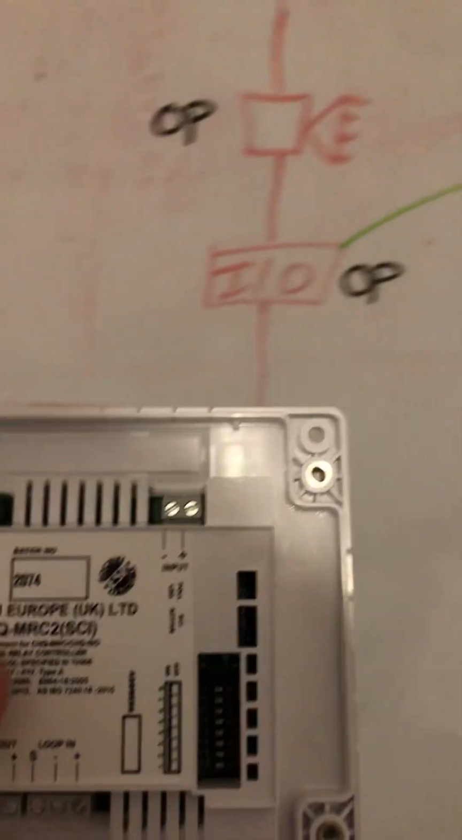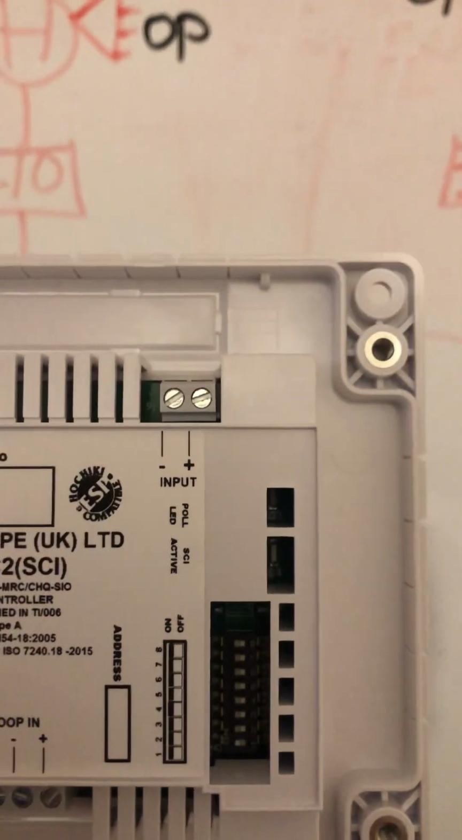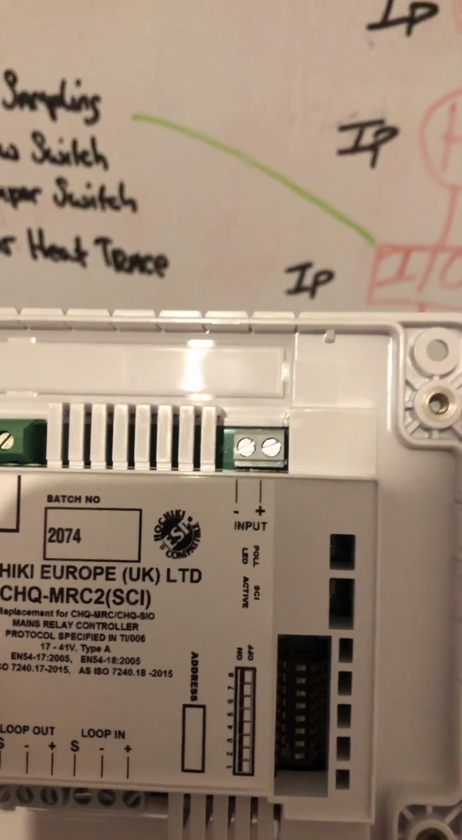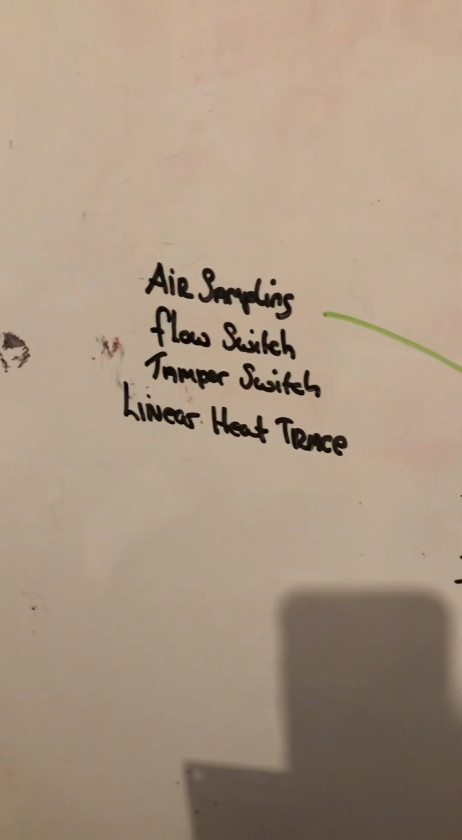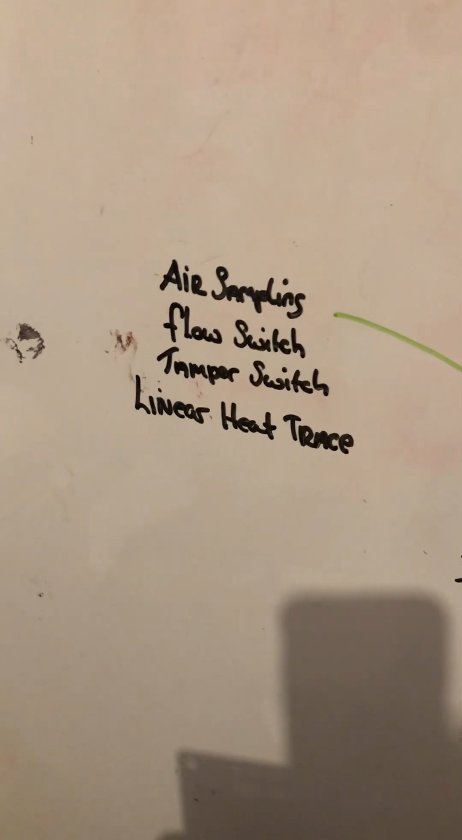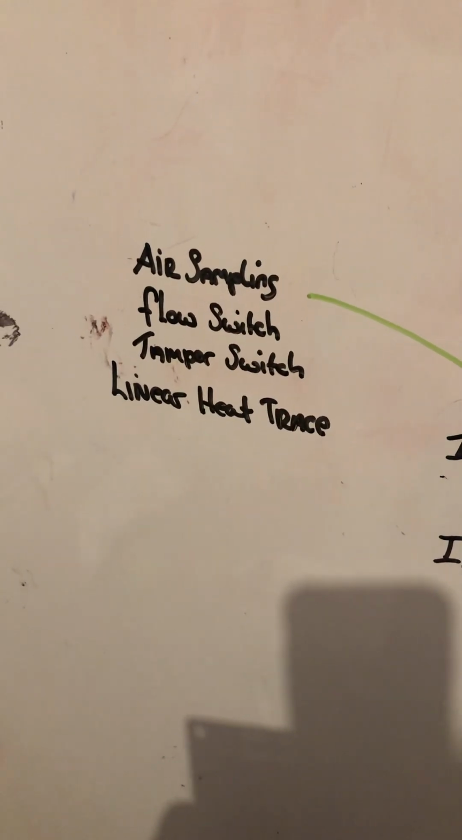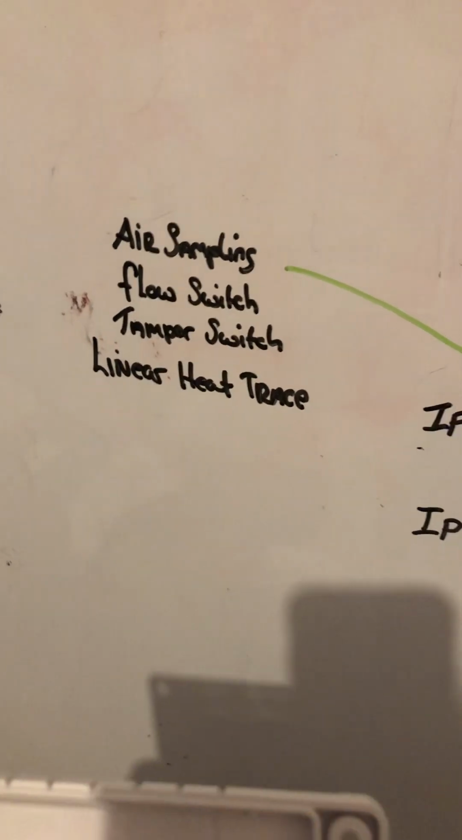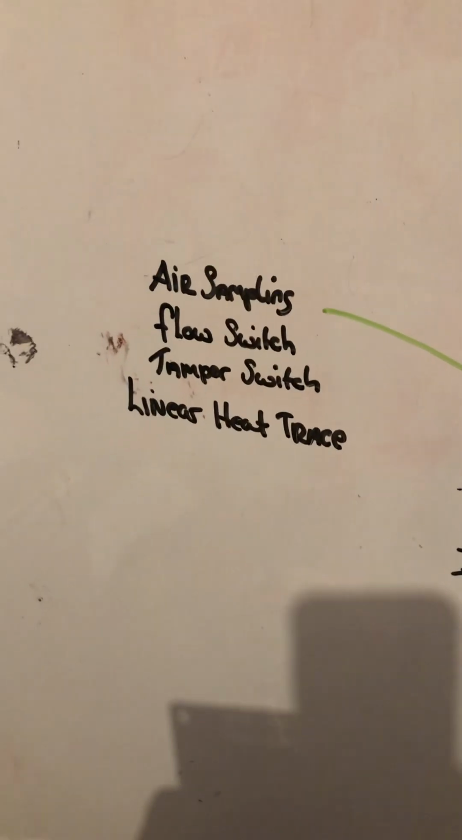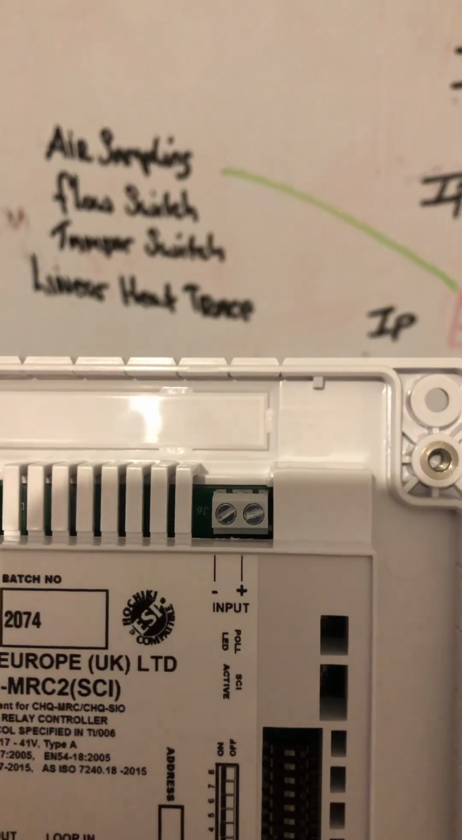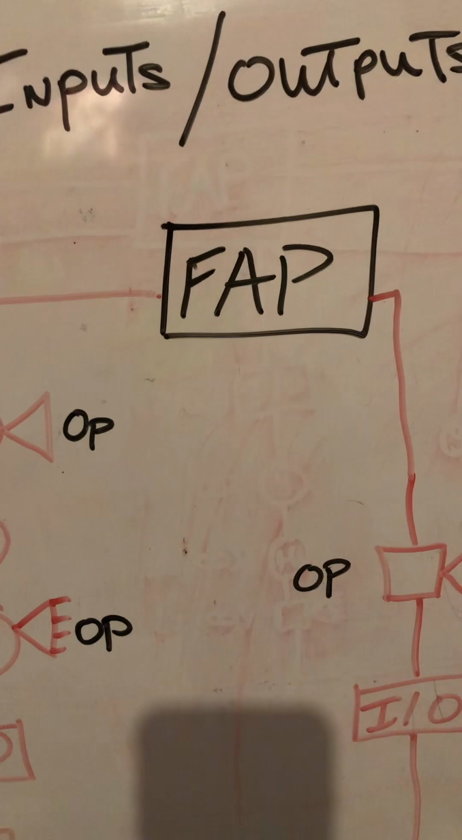Now, input, so we want the information to be inputted to the fire alarm panel. Like air sampling, a flow switch on the sprinkler set, tamper switch, which mainly brings in faults, or linear heat trace. So the information coming from those will be coming into the input of the I/O and inputting the information to the fire alarm panel.